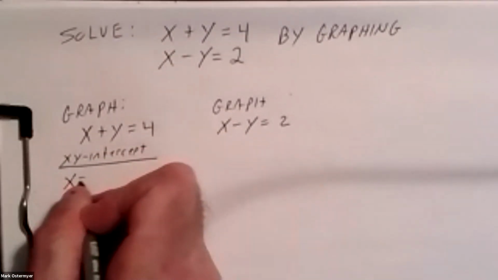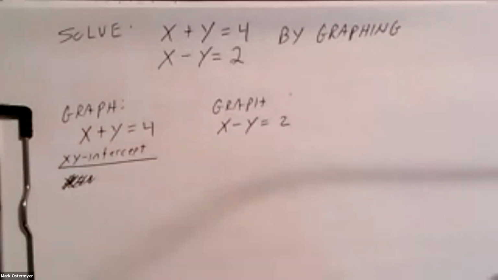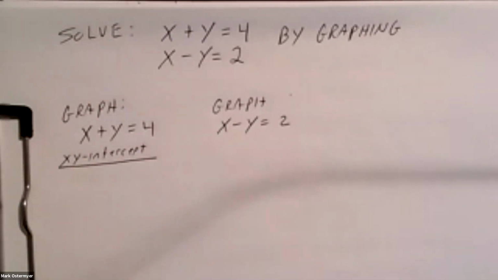So how do I find an x-intercept? Do we remember? How do we find an x-intercept? What do I always set equal to 0 to find an x-intercept?